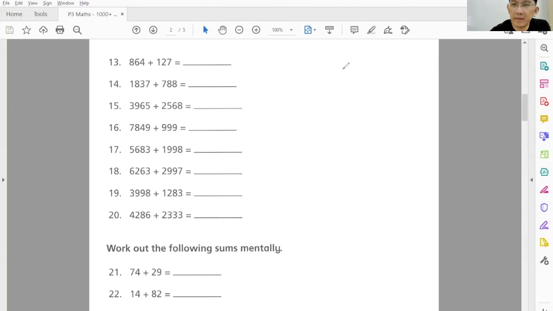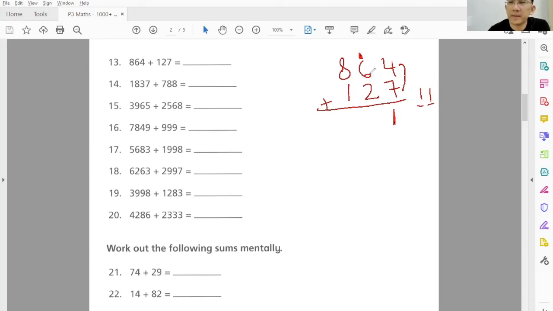I'm going to write down that in this format, 864, 127, and the operation is a plus, addition. Start from the right hand side, 4 plus 7. 4 plus 7 is 11. What do we do to that number? The back digit goes to the bottom and the front digit goes to the top of the next group.